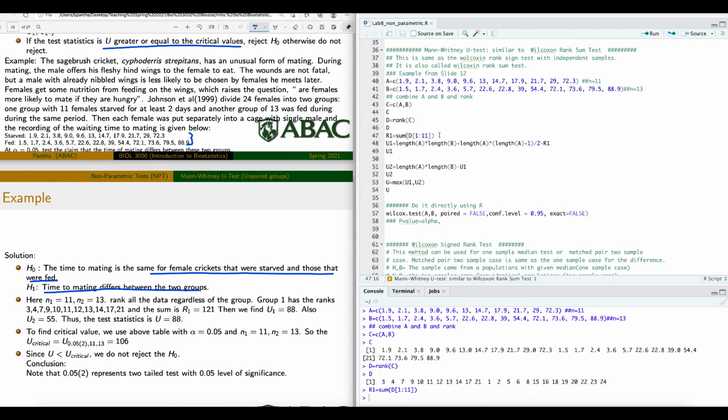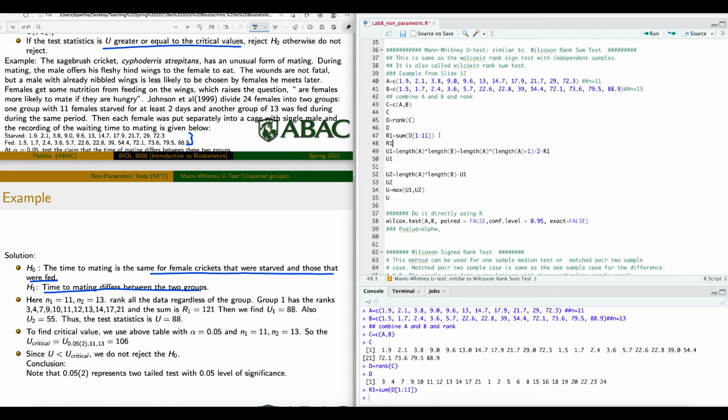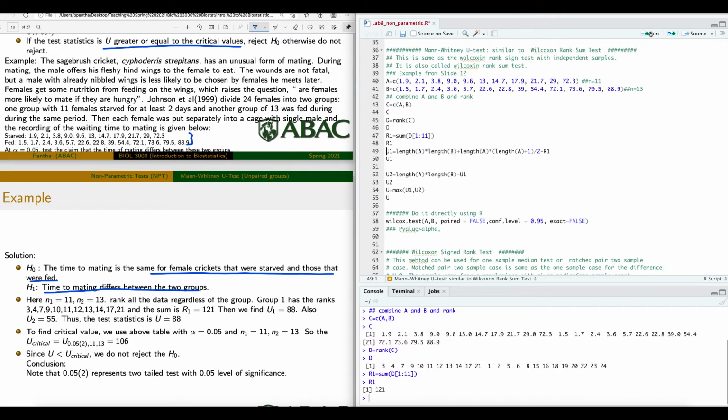Okay, let me find out what R1 is there. R1 is basically 121. You see that? R1 is 121 there, because these are the ranks from this sample 1. If you add all these numbers, you will get 121. So how do I find out U1 now?